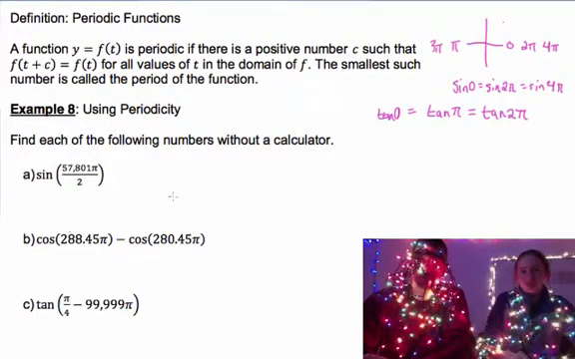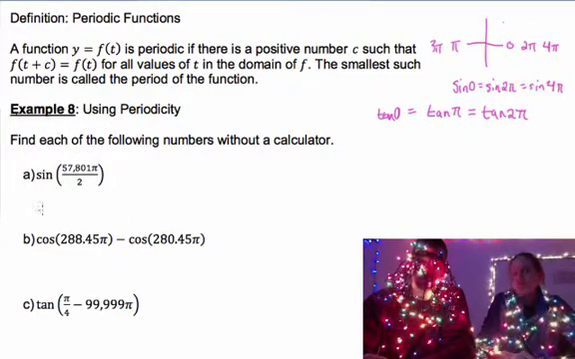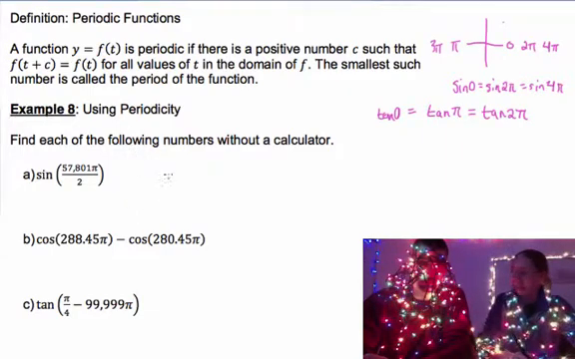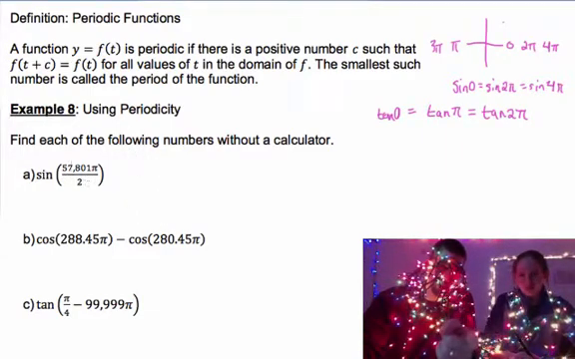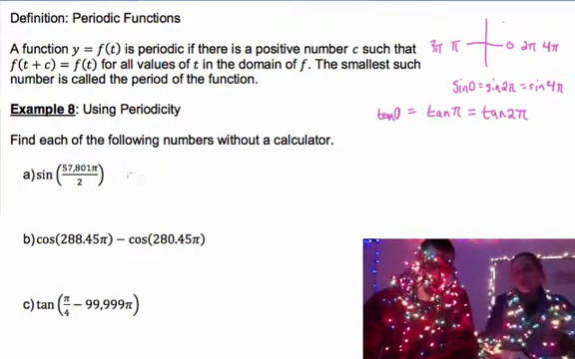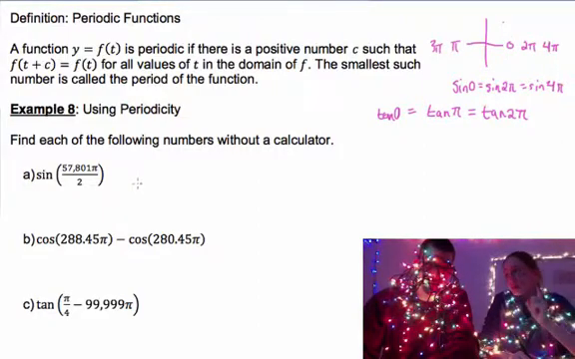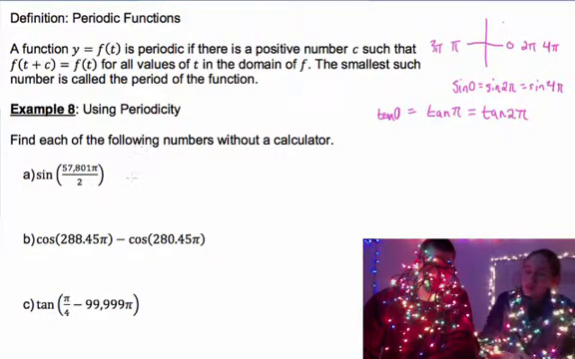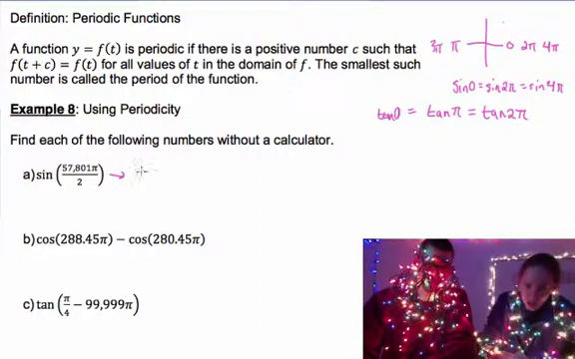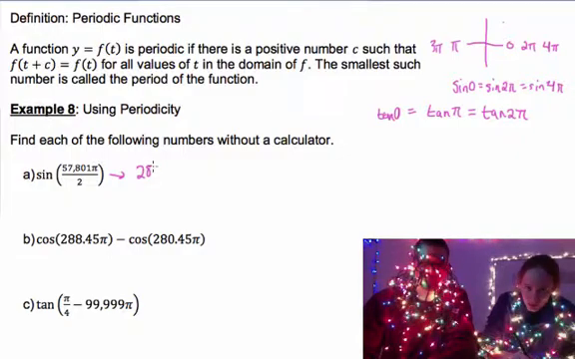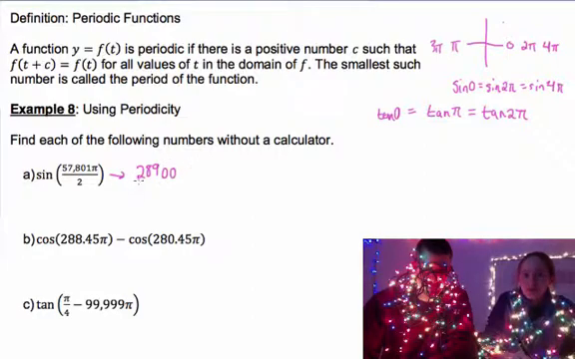So let's use this idea of periodicity to find each of the following numbers without a calculator. Look at that, 57,801 pi over 2. That's a lot of pi's. What if we made this into a mixed number? So 2 with 1 left over, 8 with 1 left over, 9, nothing left over, 0, 1 left over: 28,900 pi's plus a half pi.